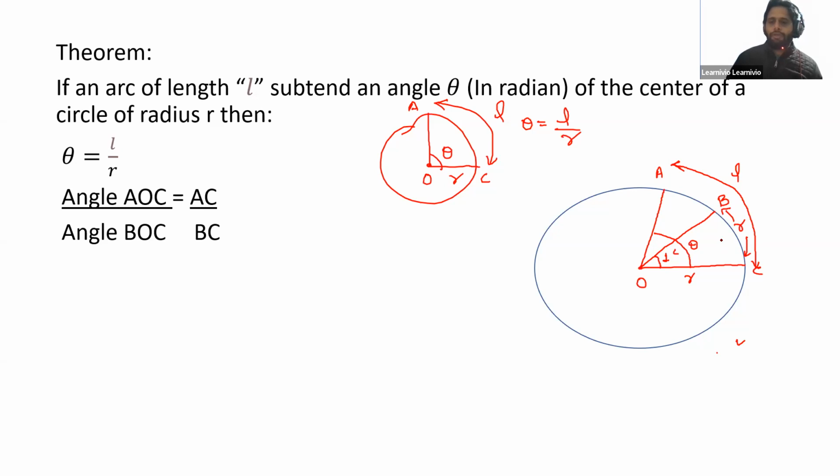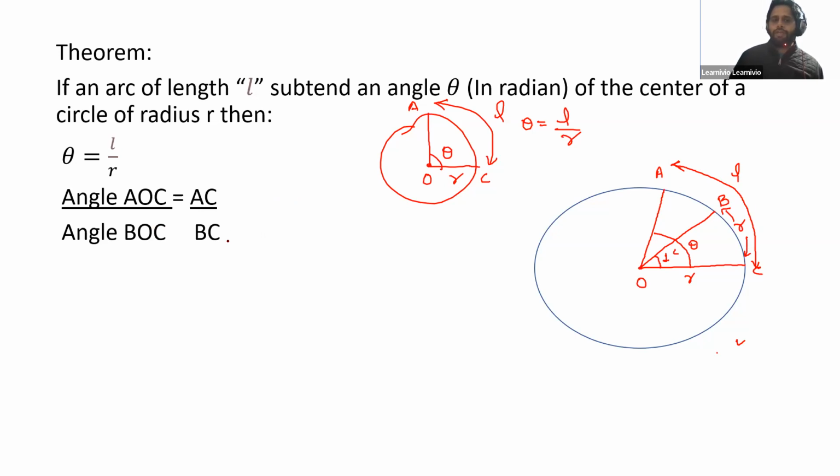Okay, now we will take one more arc, this complete, which is L, and this L subtends an angle theta at the center. Now these angles are directly proportional to the arc. More the arc, more will be the angle. So angle AOC, this one, is directly proportional to the length of this arc, which is AC. Angle BOC, this one, is directly proportional to this arc, BC.